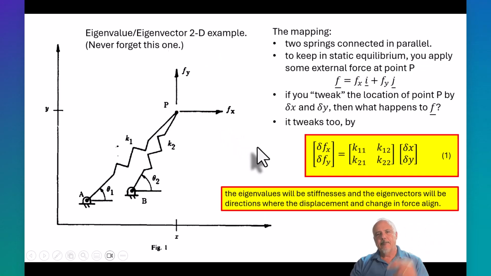Okay, so the idea here is that we're going to be trying to put together this 2x2 matrix, and the eigenvalues will be stiffnesses and the eigenvectors will be directions where the displacement and change in force aligned. There's going to be two different directions that have this feature. So this is our equation 1. I'm going to show you how to get this matrix.